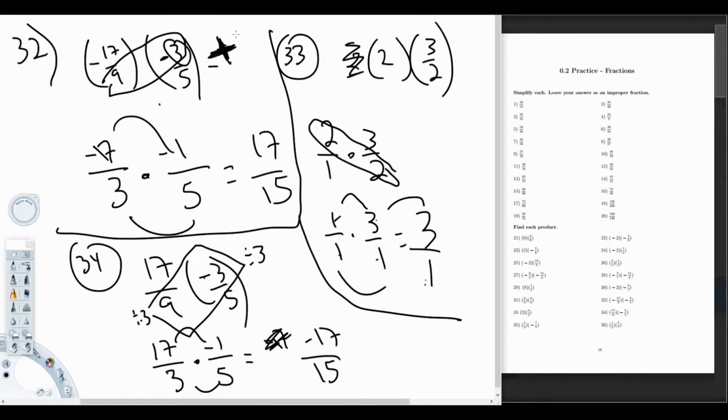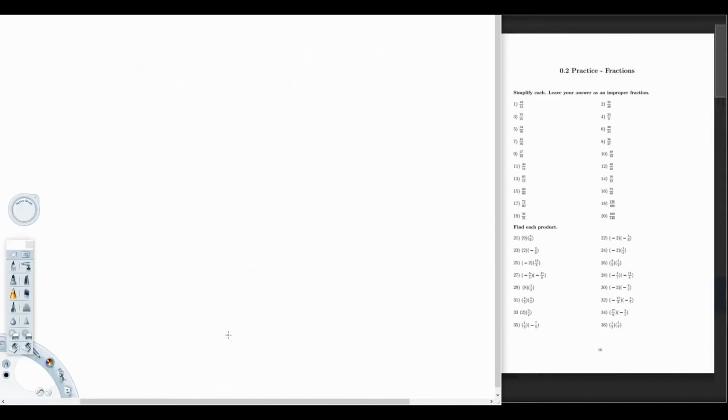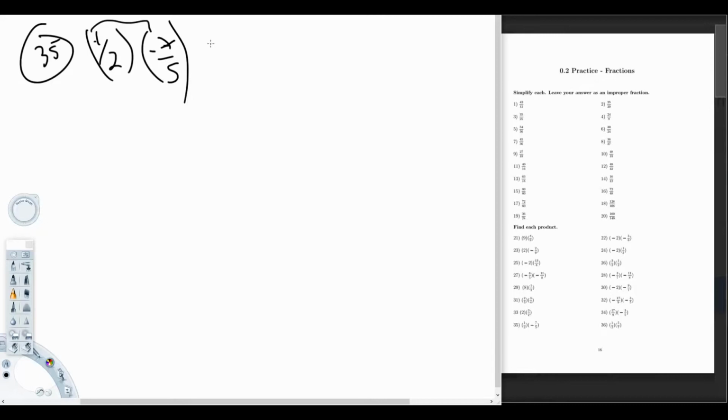So let's move along to number 35. Number 35 now. 1 over 2, negative 7 over 5. So 1 times negative 7 is negative 7. 2 times 5 equals 10. So that's a negative. It makes sense, doesn't it? Yes. 1 over 2 is positive, this one is negative, we're going to get a negative result. And that's what we did.